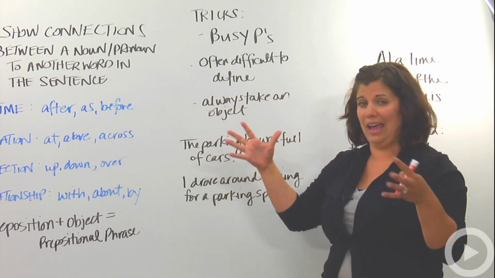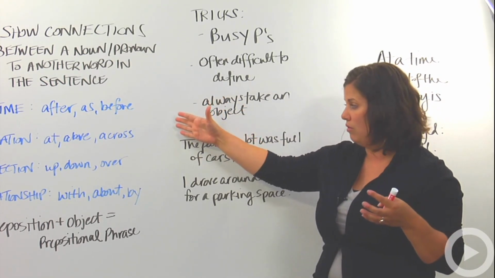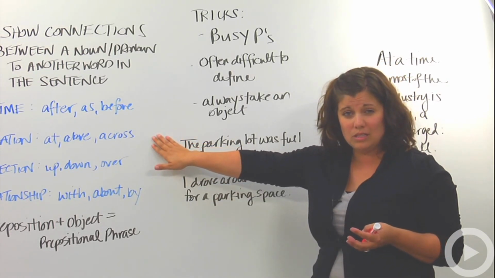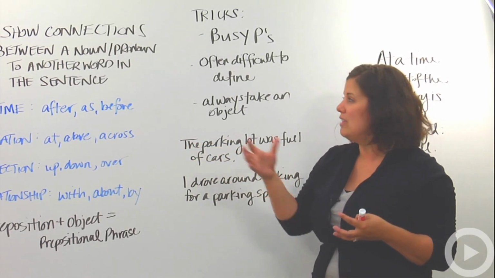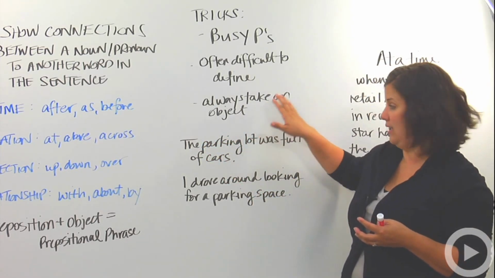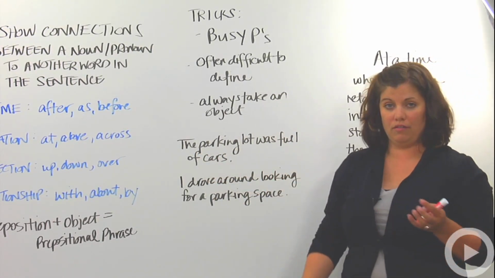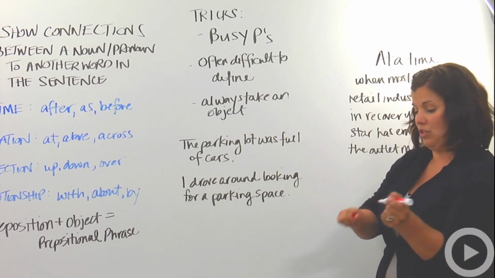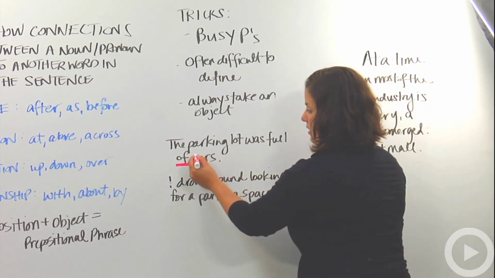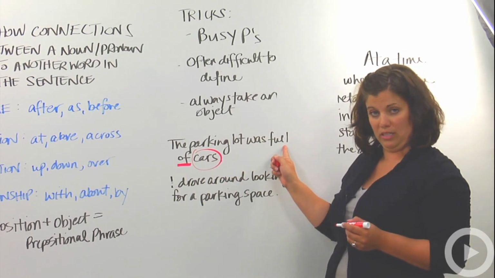Not only the actual word preposition, but when we look at some of these example words, after, as, before, at, above, any of these things, if someone asked you to actually define one of these words, it's a little bit difficult. So that's one key that you might be looking at a preposition. And like I said, they always take an object. So if we take a look at these two example sentences, the parking lot was full of cars. We've got one preposition here, the word of, and it's showing the relationship between these cars, which is the object of the preposition of, to the rest of the sentence.